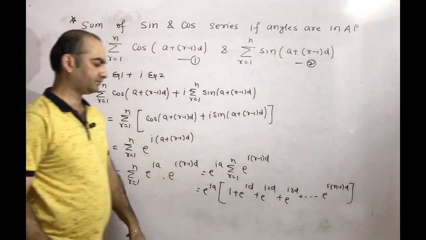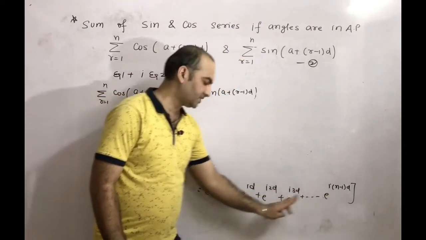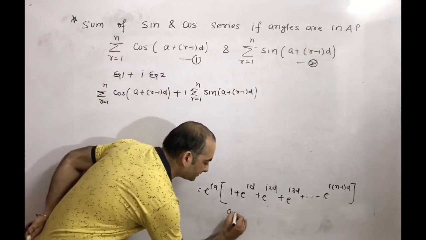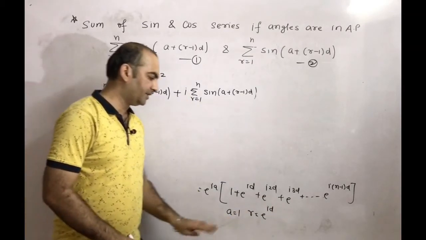This will come. Now here this series is what? A GP series. Here the first term is 1 and the common ratio is e power iota d. So here we are applying the GP formula.